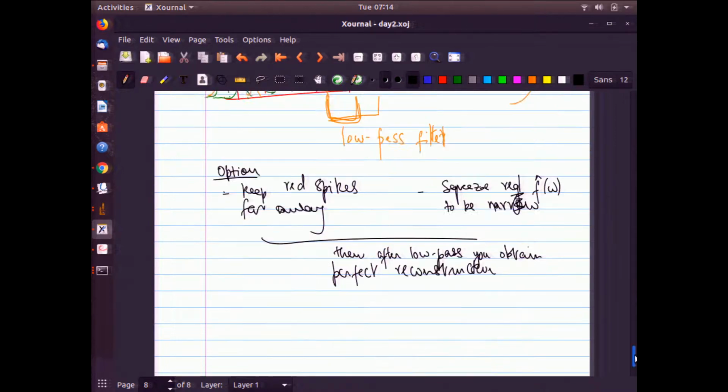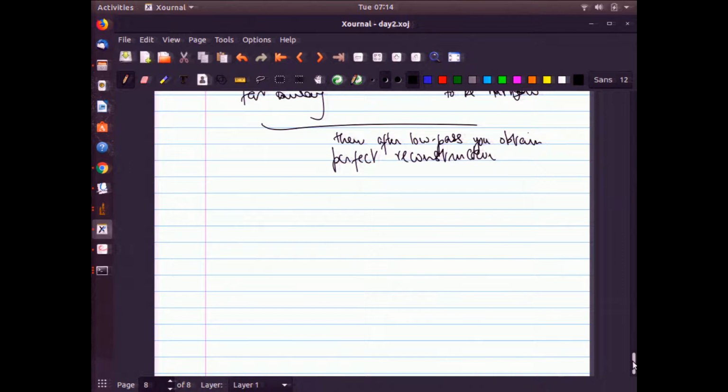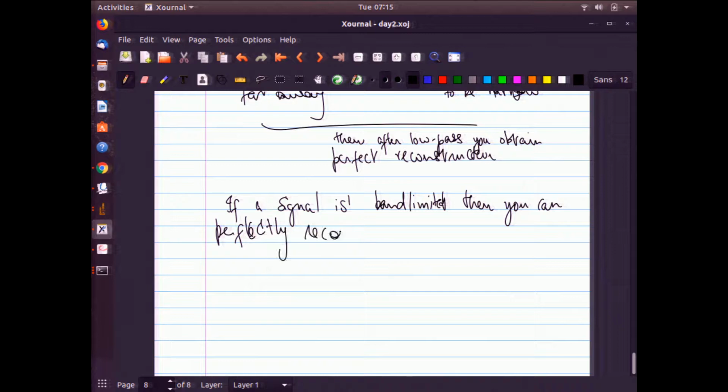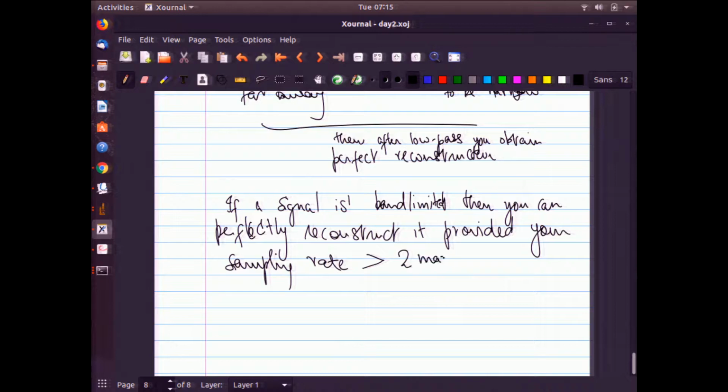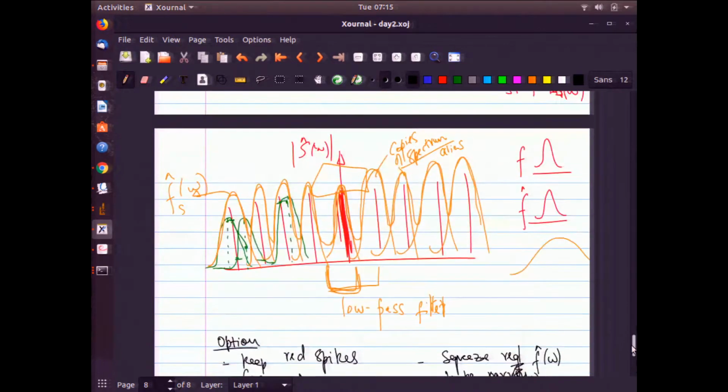Okay. So this is a very sort of basic result, a fundamental result in signal processing, right? Which says if a signal is band limited, then you can perfectly reconstruct it, provided your sampling rate is greater than 2 times the max frequency of the signal f. Okay? And this 2 comes from here, right? So basically you want to chop off at half because you don't want this color to touch.